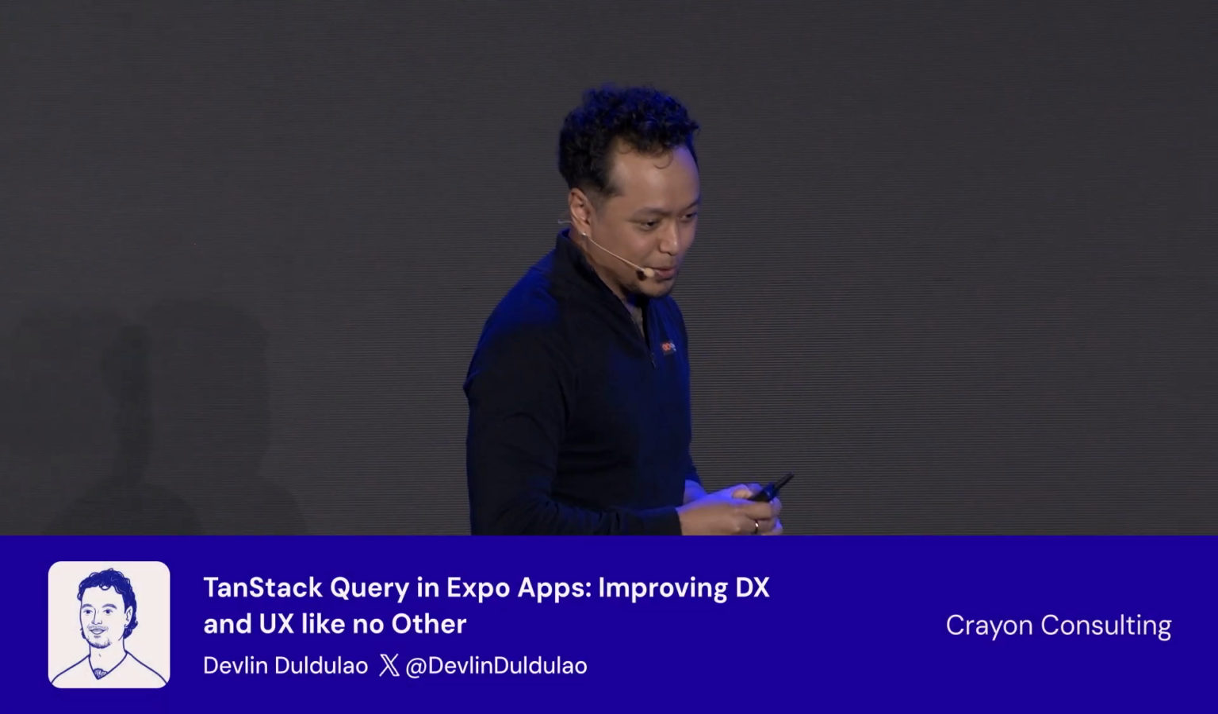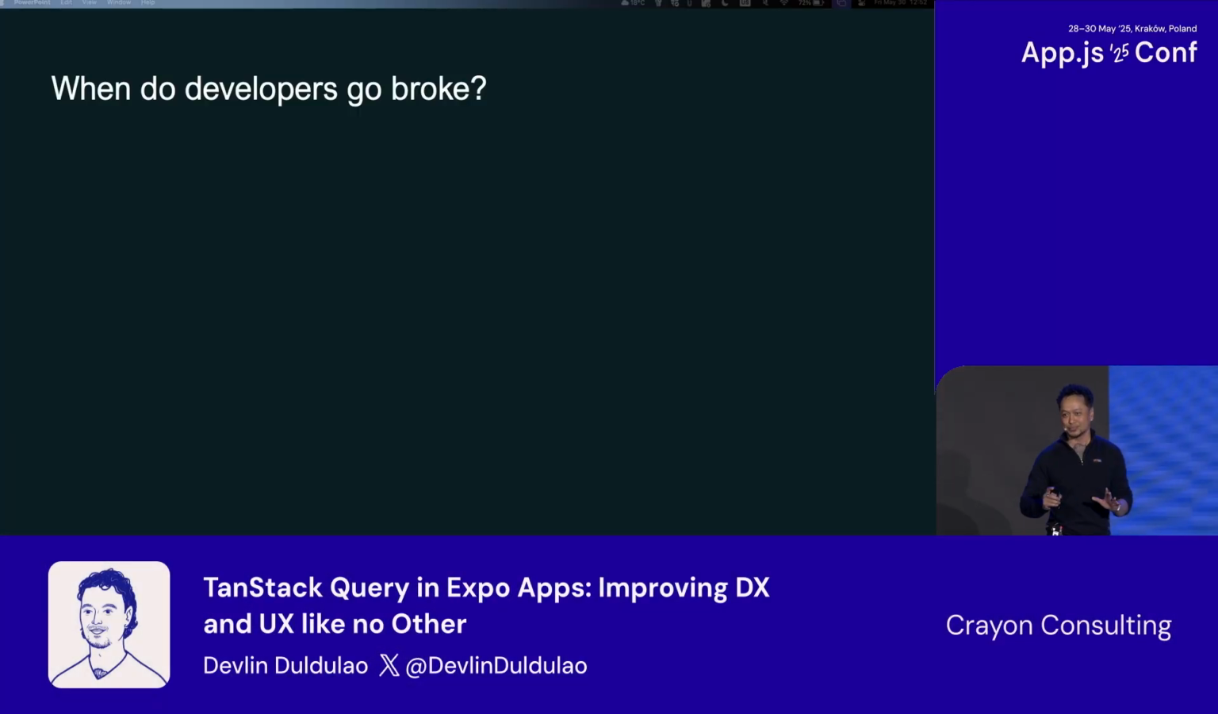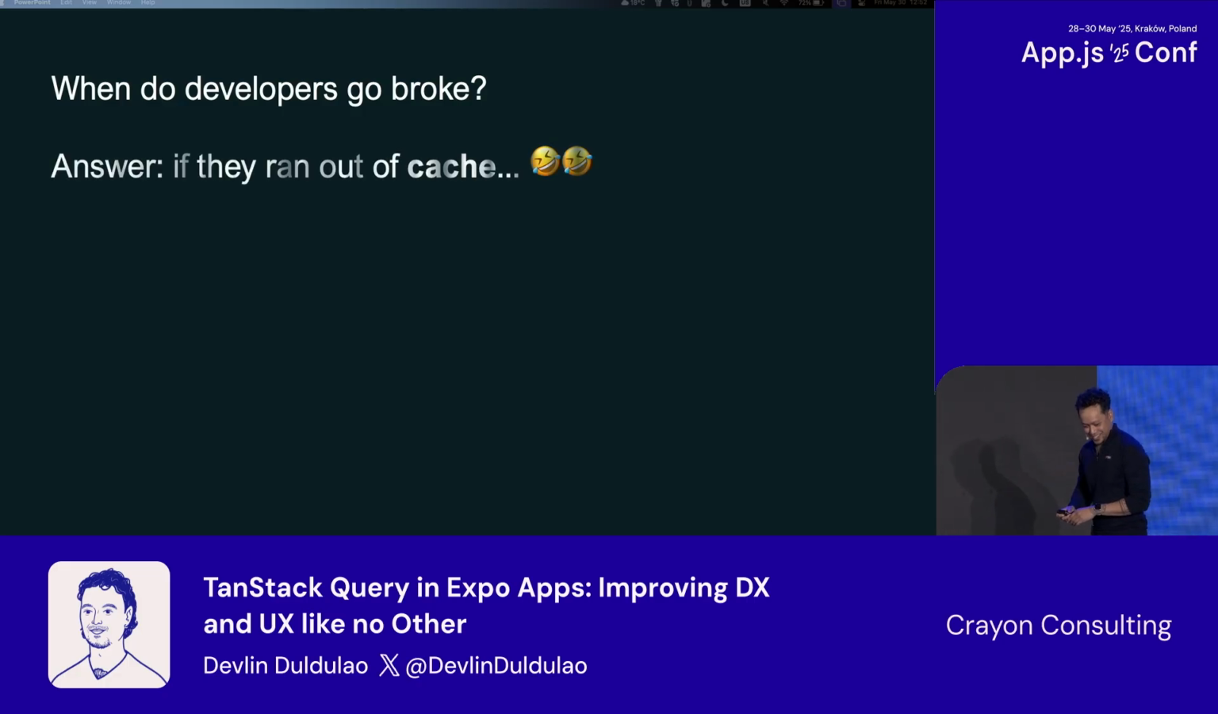When do developers go broke? And then this is not cringe because this is about my topic, TanStack Query. If they run out of cash, right?